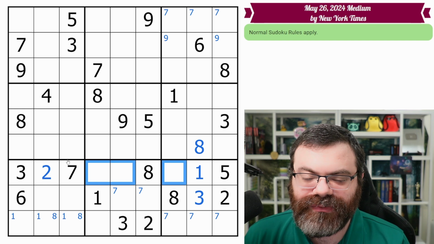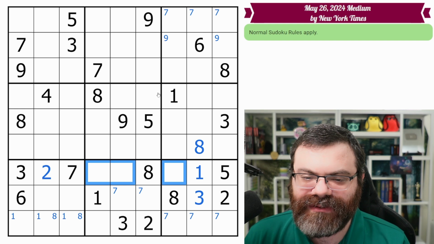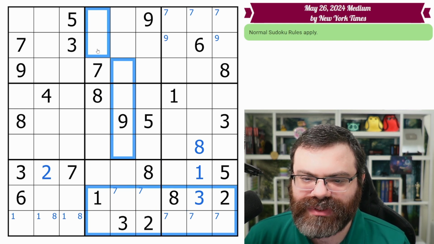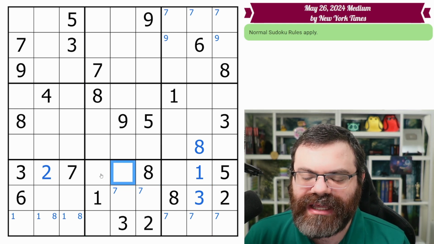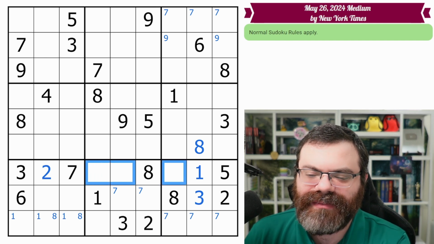So we have 1, 2, 3. We need 4, 6, and 9. So I need to think about 4, 6, and 9 and see if there's anything in the boxes or the columns that match 4, 6, 9. And the only thing I'm seeing is this 9 here. So there's nothing super special about 9 not being allowed to be here. So we just want to think about 4, 6, 9.